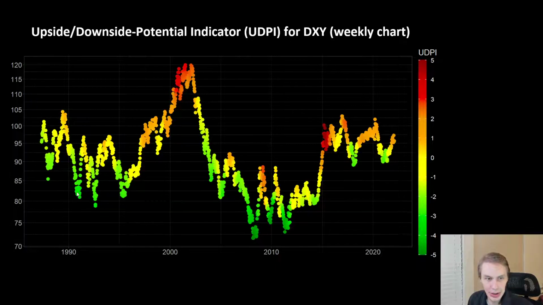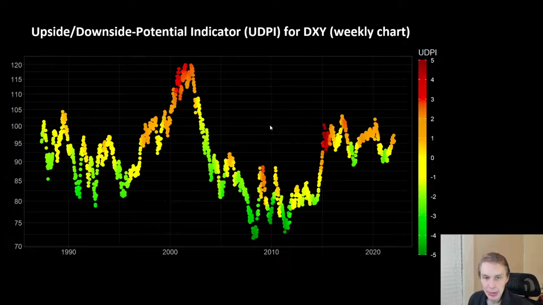But what you can see is that the UDPI does a good job of identifying these high risk points for the DXY that have precipitated these big corrections to the downside, and the same thing up here, coming up here, correcting down, or sideways action that's then led into this up and down sort of action.